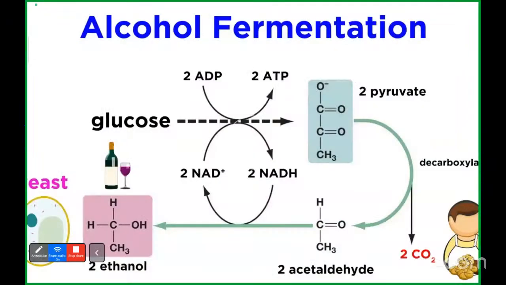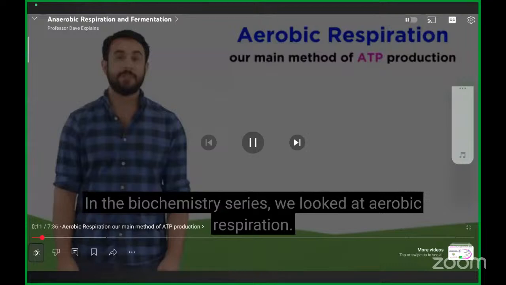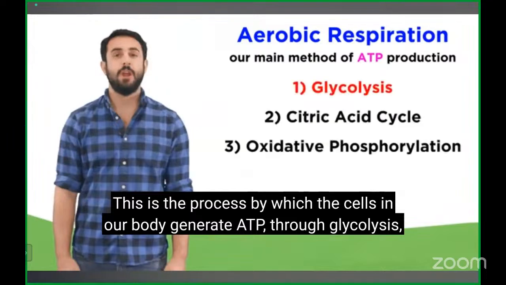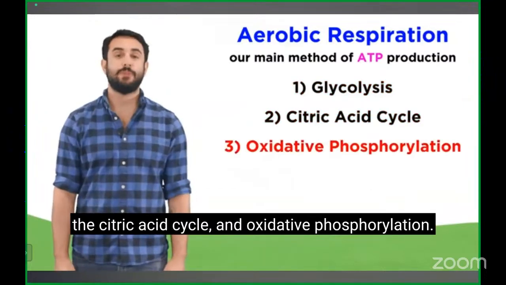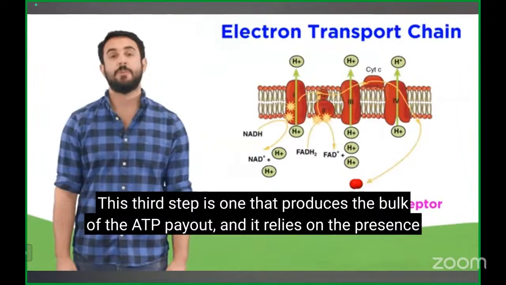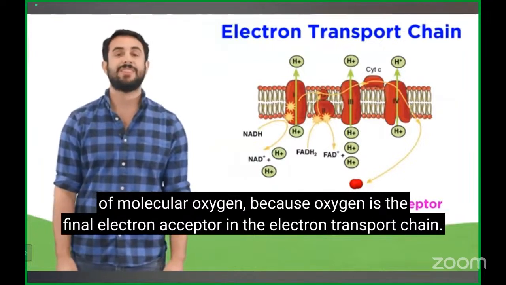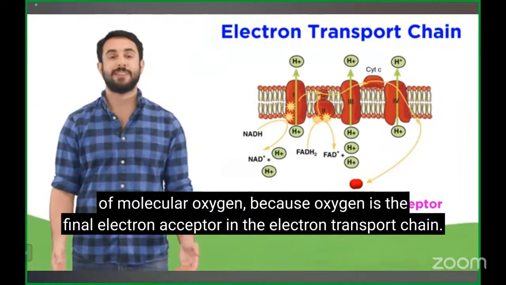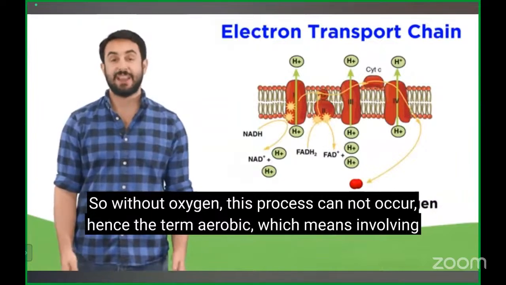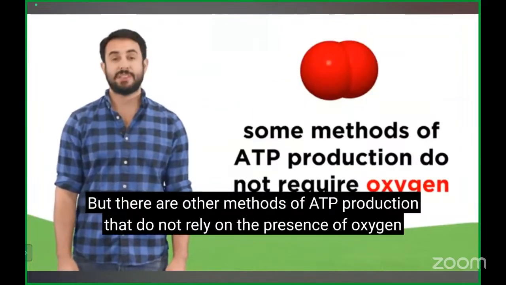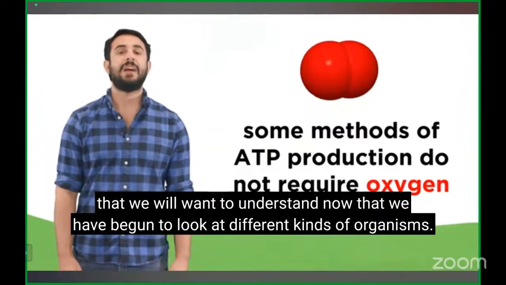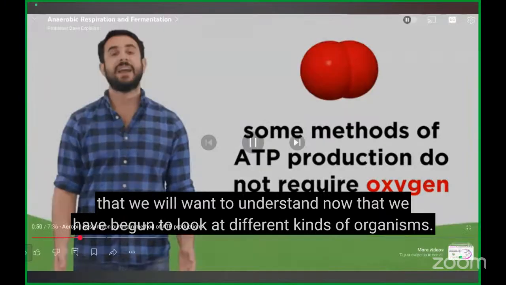In the biochemistry series, we looked at aerobic respiration. This is the process by which the cells in our body generate ATP through glycolysis, the citric acid cycle, and oxidative phosphorylation. This third step is the one that produces the bulk of the ATP payout, and it relies on the presence of molecular oxygen, because oxygen is the final electron acceptor in the electron transport chain. So without oxygen, this process cannot occur, hence the term aerobic, which means involving oxygen. But there are other methods of ATP production that do not rely on the presence of oxygen that we will want to understand now that we have begun to look at different kinds of organisms.